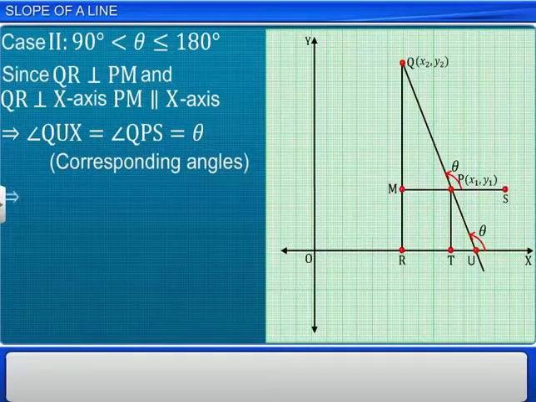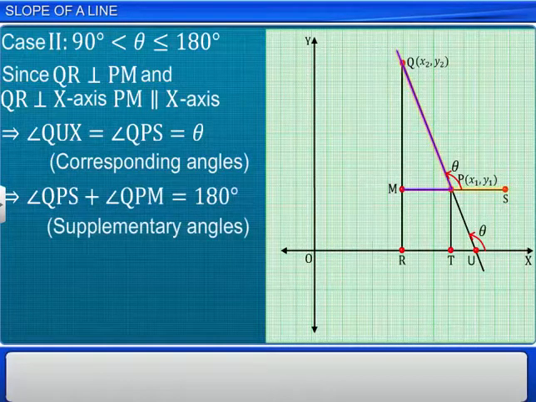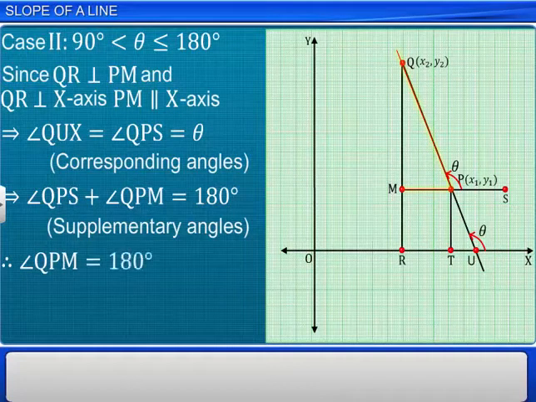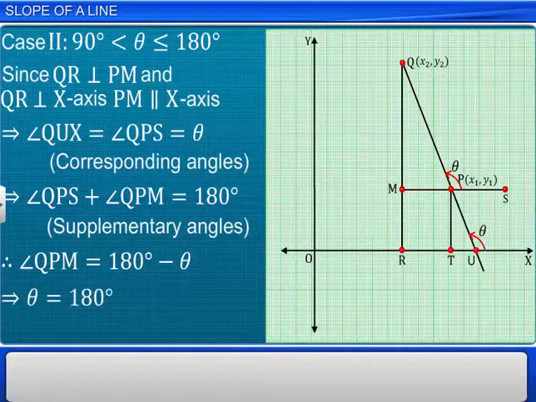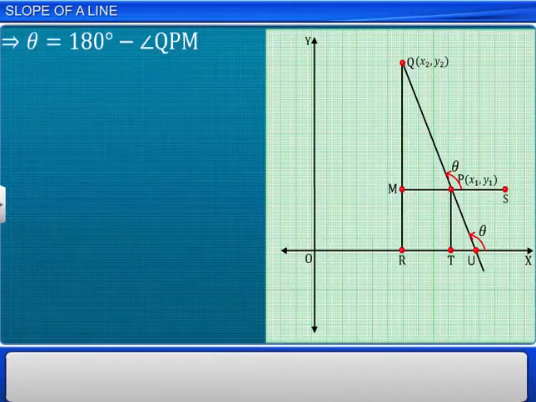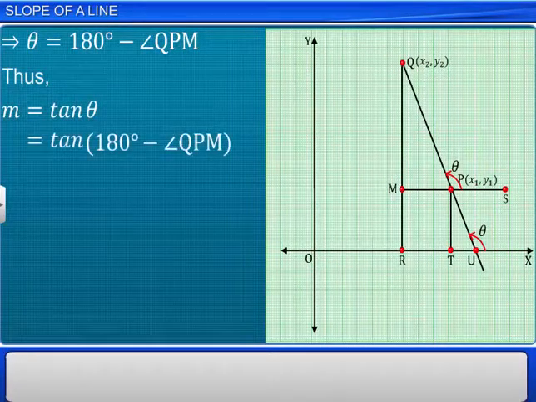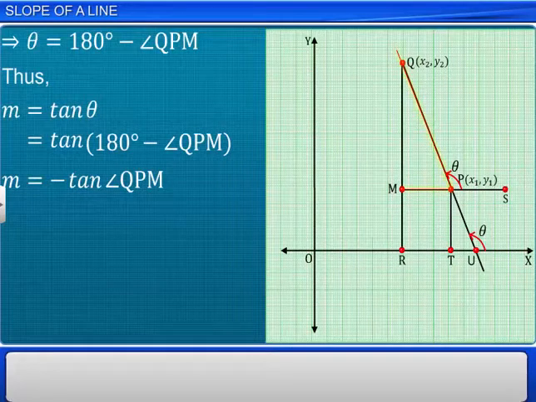Since angle QPS and angle QPM are supplementary angles, and angle QPS is equal to theta, angle QPM is equal to 180 degrees minus theta. We can also say that theta is equal to 180 degrees minus angle QPM. Thus we get slope m of the line is equal to tan theta, which is equal to minus tan of angle QPM. Let this be equation 1.